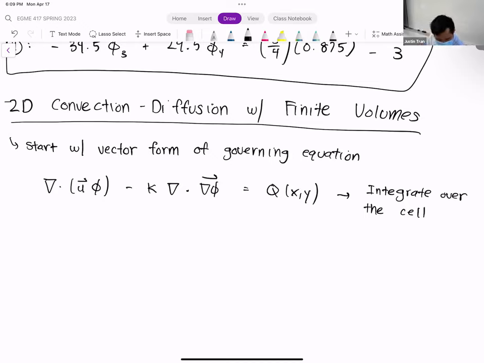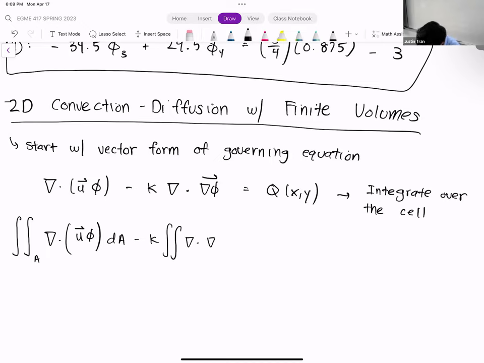Okay. So let's take this equation and integrate it over the cell. Since we're in 2D, we have a double integral. So we have a double integral over the cell area, minus k double integral of the gradient dA, equal to the double integral of q(x, y) dA.